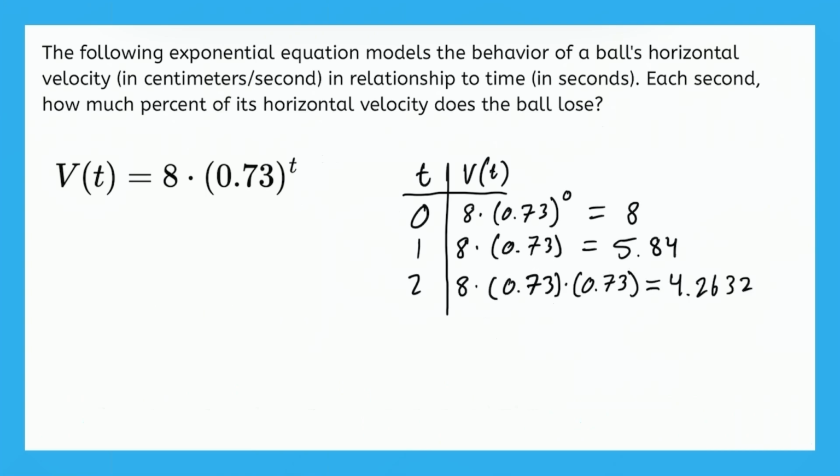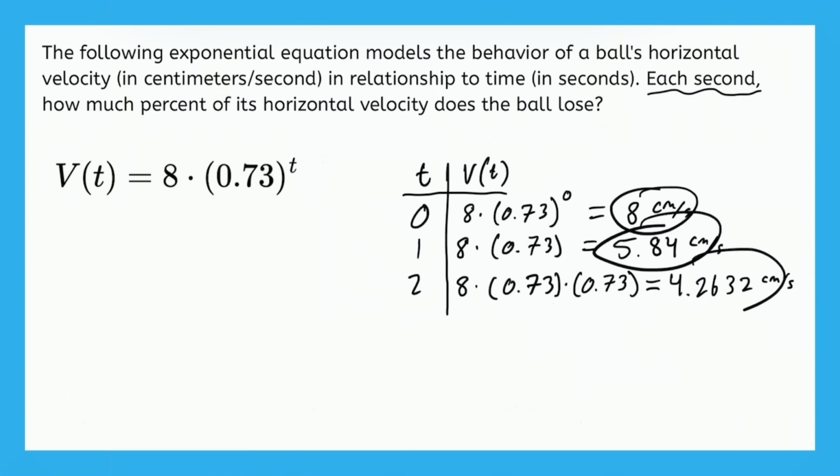And just to keep us connected to the real world, let's put units on each of these velocities. So we're going to write centimeters per second for each one. This is starting to feel like a physics problem a little bit. So now let's see if we can answer the question. Each second, okay, so here is after 0 seconds, after 1 second, after 2 seconds.